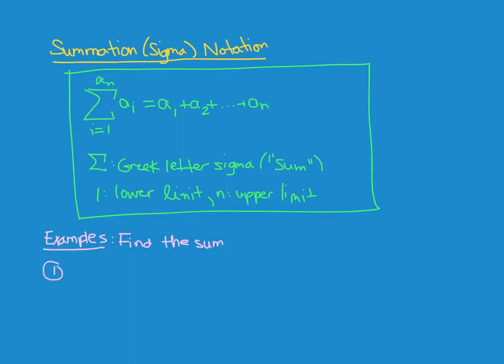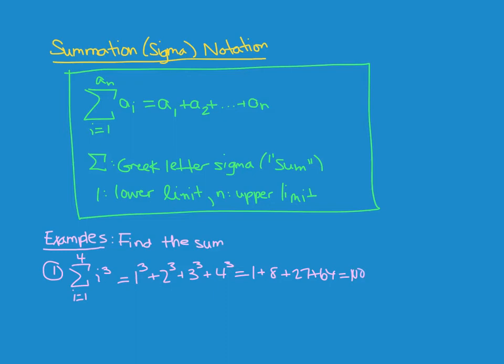So for these examples, we are going to be finding the sum. For my first example, my lower limit is 1, my upper limit is 4. The function that I have is i to the third power. So all we're going to be doing is 1 to the third plus 2 to the third plus 3 to the third plus 4 to the third. We calculate all those out, we add them all together, and when you get your answer, you should get 100.